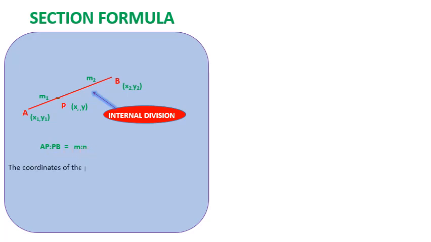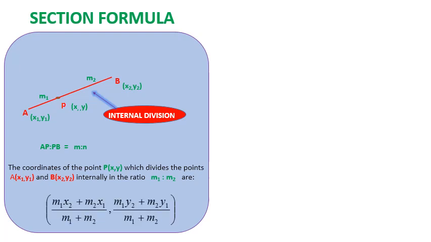Now, the section formula says the coordinates of the point P(x, y), which divides the points A(x1, y1) and B(x2, y2) internally in the ratio m1:m2, are as follows. We have to find out the coordinates x and y. So let us move on to the formula. The x coordinate is (m1x2 + m2x1) divided by (m1 + m2). And the y coordinate is (m1y2 + m2y1) divided by (m1 + m2).